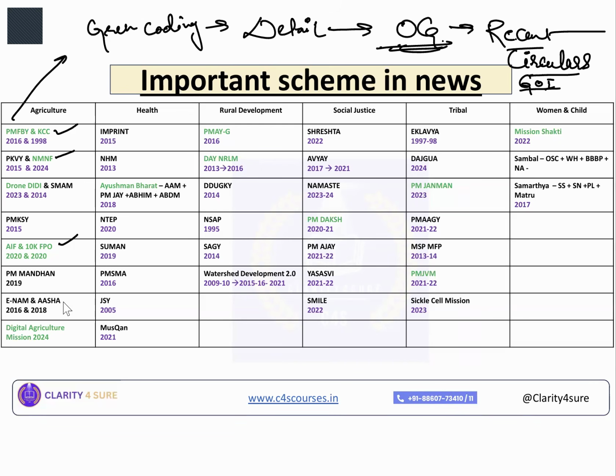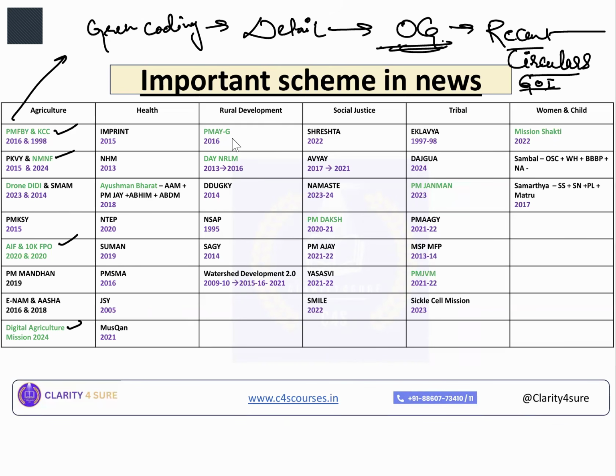Then PM-KMY (PM Maandhan), eNAM, Asha, and Digital Agriculture. So this year, the green-coded ones, PMFBY, Drone Didi, 10K FPO, and the Digital Agriculture Mission, you should read in detail. These are very important for you. Next in health, we have IMPRINT, quite in the news. Then we have Ayushman Bharat, Suman, Janani Suraksha Yojana, and Muskan schemes, which are in the news this year. Among all these, Ayushman Bharat is important.